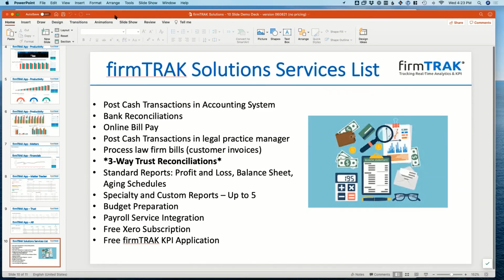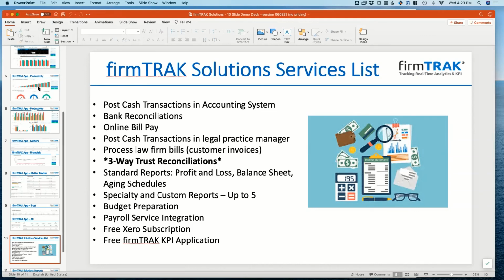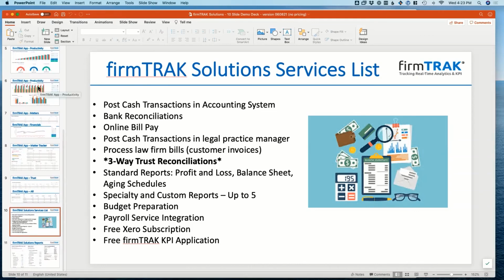With firmTRAK Solutions, you get the full integrated platform for your accounting package, which would include the standard reports, which are profit and loss, balance sheet, and aging schedules. We provide up to 5 custom reports that are above and beyond what we provide with firmTRAK Solutions, because each firm could have some specific report that they would like to see. We can take that information and we can provide that report to you on a monthly basis.